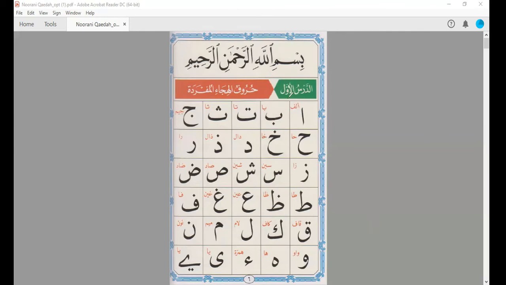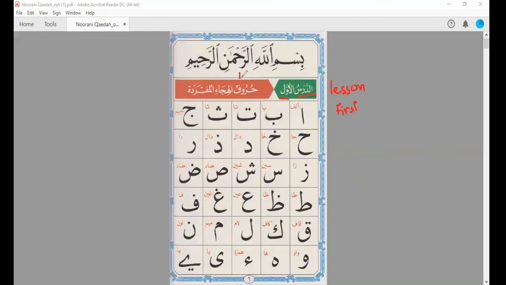الدرس الأول. Dar, the ra should be heavy; dar is wrong, dar is light. Say dar, heavy. الدرس الأول. حروف الهجاء المفردة. So الدرس is lesson. الأول is first. So this is the first lesson, lesson number 1.